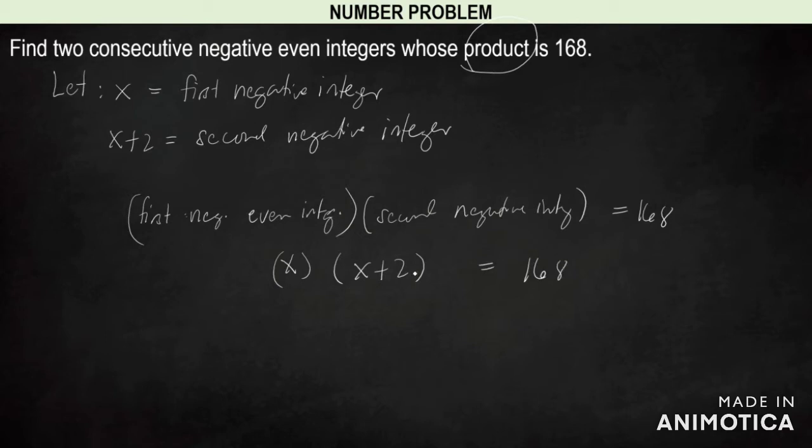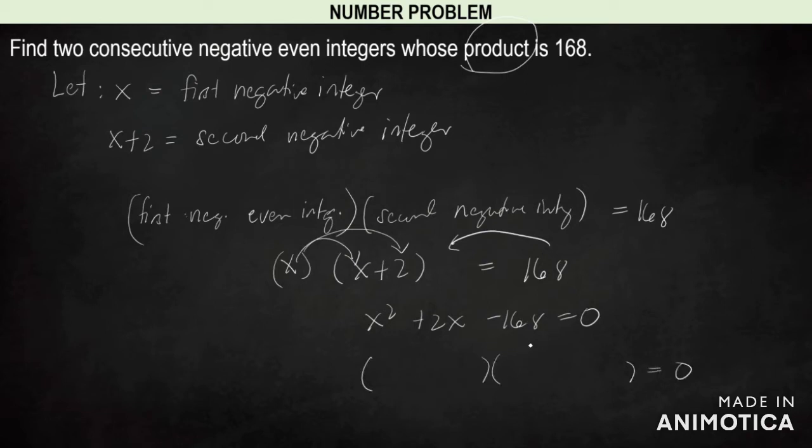Okay? So, we now apply the distributive property of multiplication. So, we have x times x is equal to x squared. We have x times 2 is equal to 2x. Transpose this. So, we have negative 168 equals 0. And then, we are going to look for factors of x squared and negative 168 because obviously this quadratic equation can be solved by the factoring method. So the factors of x squared are x and x. Then we look for the factors of negative 168.